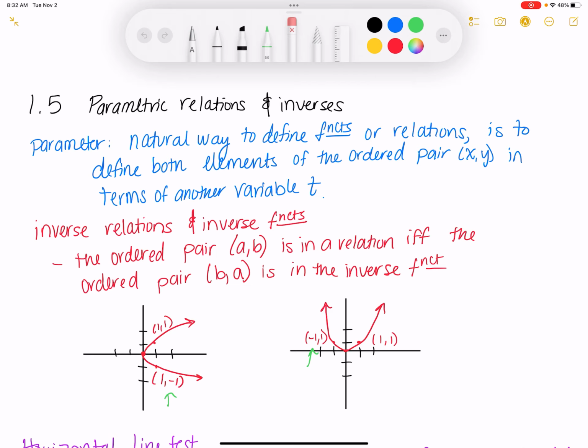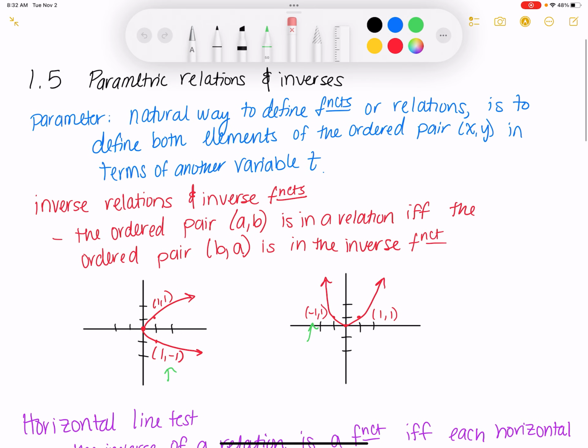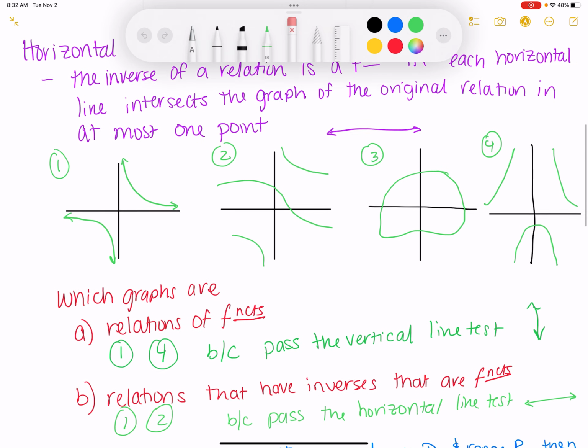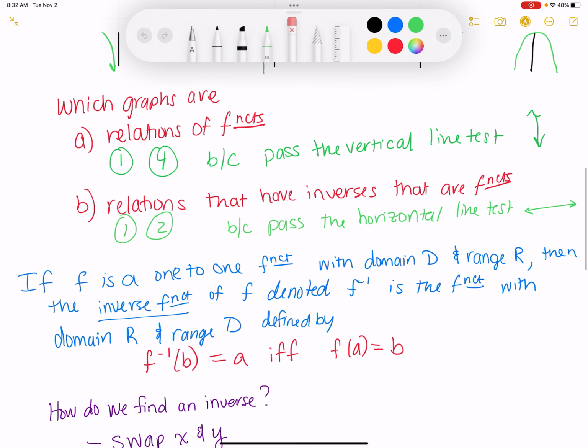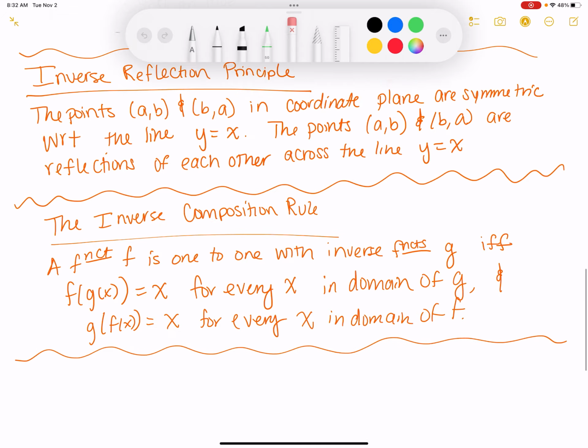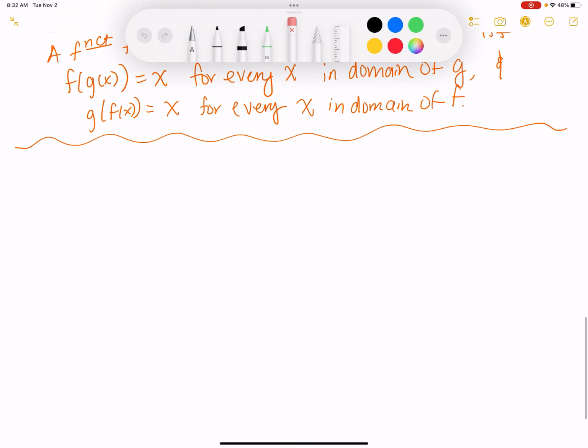Okay, so 1.5, finding inverses and parametric relations, horizontal line tests, to figure out if they're relations or not. Inverses. Alright, so 1 through 4, find the xy pair for the value of the parameter.